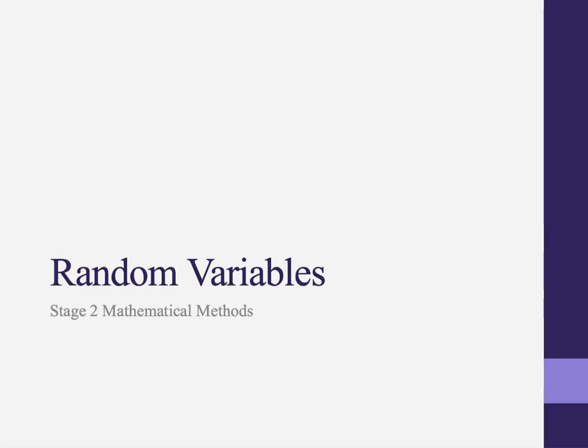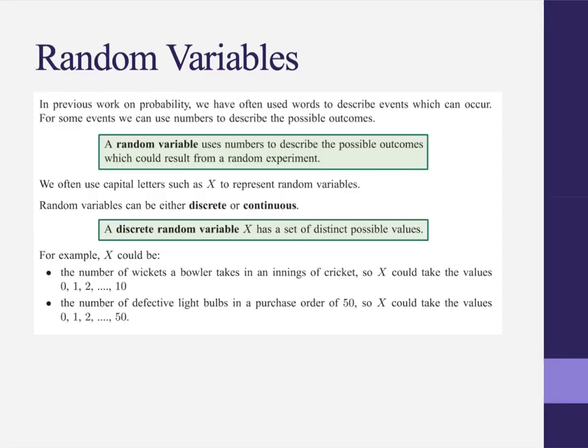Okay, so this video won't be anywhere near as long as the last one. We're just going to start looking at random variables. In previous work on probability, we have often used words to describe events which can occur. For some events, we use numbers to describe the possible outcomes. A random variable uses numbers to describe the possible outcomes which could result from a random experiment. We often use capital letters such as X, which we've seen already, to represent random variables.